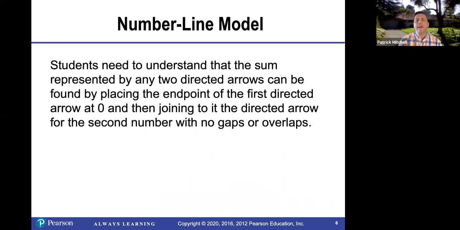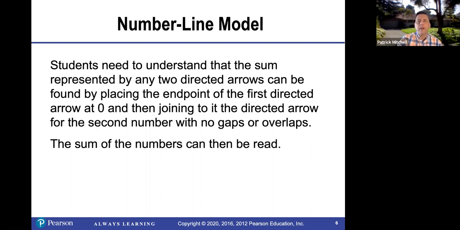Students need to understand that the sum represented by any 2 directed arrows can be found by placing the endpoint of the first directed arrow at 0 and then joining it to the directed arrow for the second number with no gaps or overlaps. So just like you saw in the previous example, the sum of the numbers can then be read.